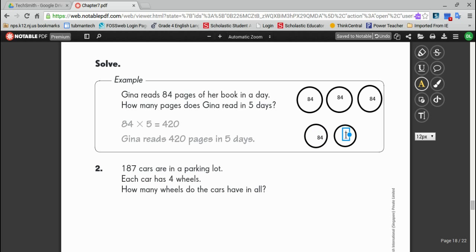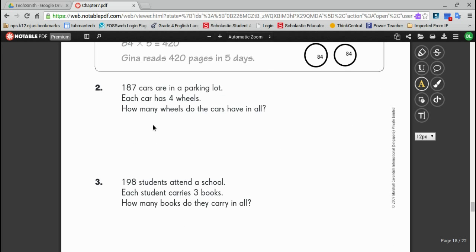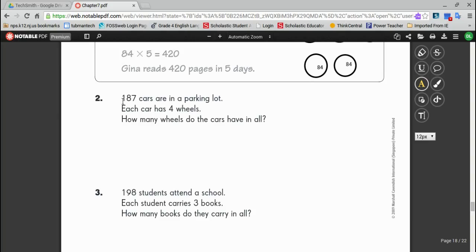So if you look at this, this is 5 groups of 84, or 84 plus 84 plus 84 plus 84 plus 84, which is the same thing as 84 times 5. And they multiply this out for you. 84 times 5 equals 420. So Gina reads 420 pages in 5 days. Let's do number 2. 187 cars are parked in a parking lot. Each car has 4 wheels. How many wheels do the cars have in all?